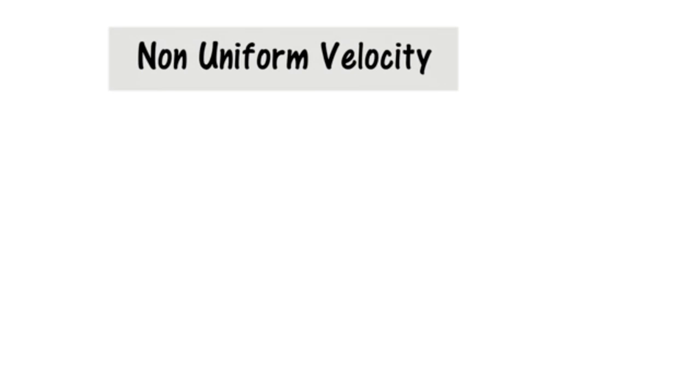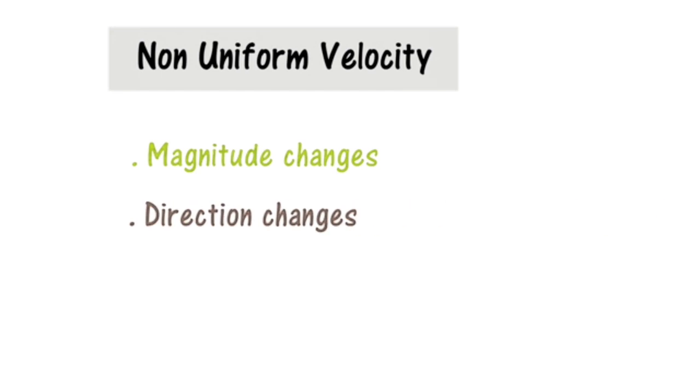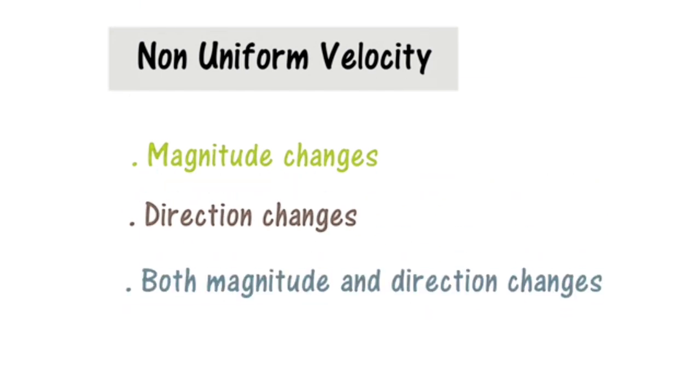And non-uniform velocity is defined as when the magnitude of the velocity changes or the direction of the velocity changes, or if both magnitude and direction of the velocity change, then we say that we have a non-uniform velocity. So this was all about uniform and non-uniform velocity.